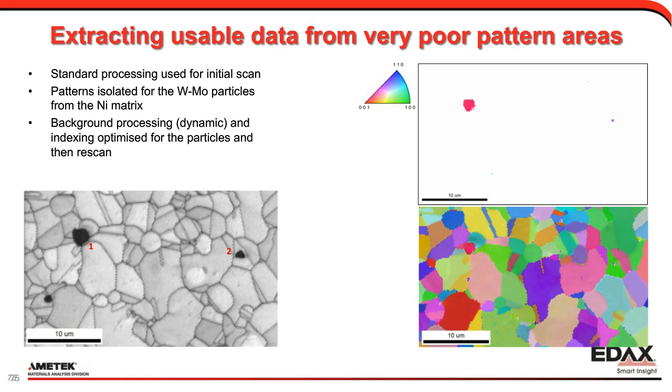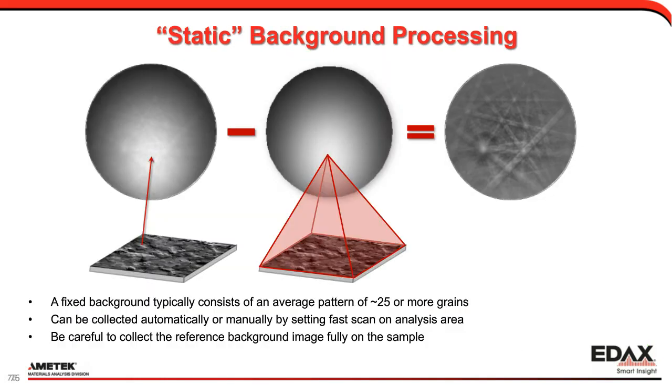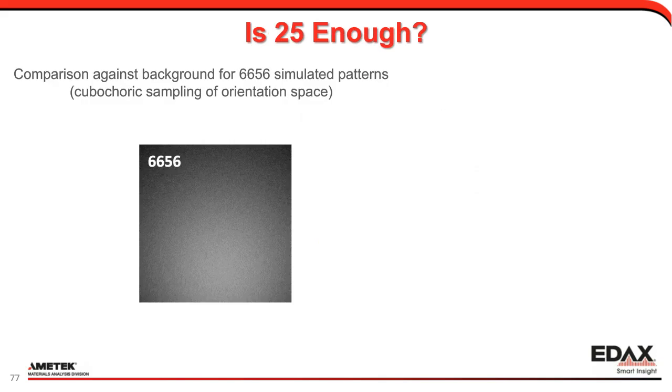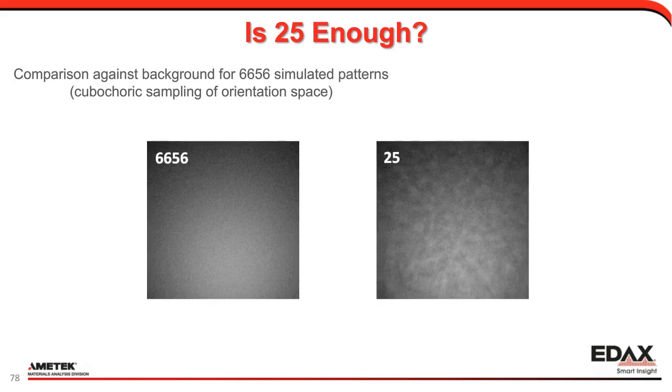Now, the question I wanted to look at: these are our standard training slides. I've always said in that slide that we needed 25 or more grains to get a good background. So my question is, is that true? Using simulated patterns, here's 6,656 simulated patterns averaged together. It's nice and smooth. If I go to 25, you can actually see that's probably not enough. We still see bands within the average of those 25 patterns. If we go to 500, it's pretty smooth.